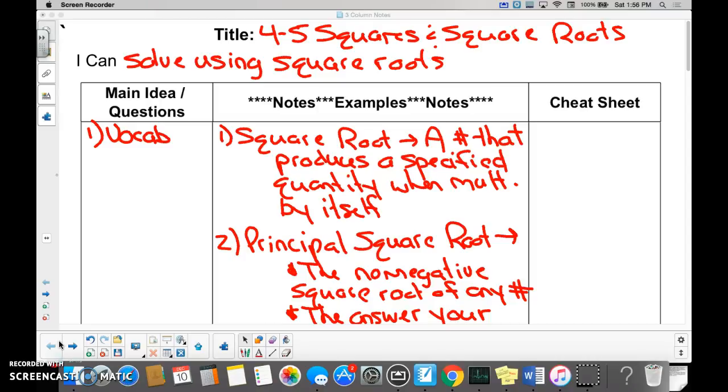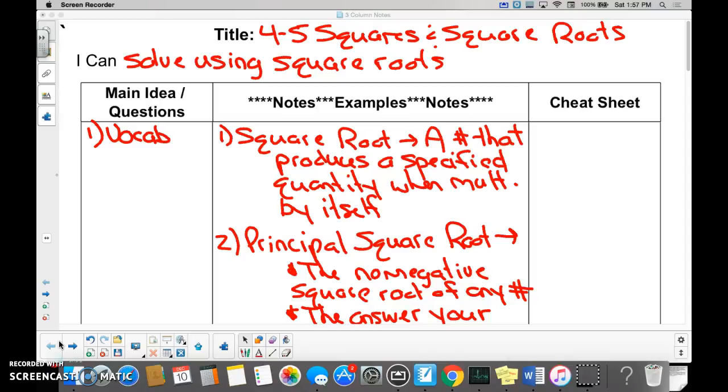Today, or the second part of today, you are watching Lesson 4, Chapter 4, Lesson 5, Squares and Square Roots. I can statement is I can solve using square roots. Once again, you will be writing your own cheat sheet ideas. We'll be going through those in class tomorrow. Main idea, vocab, square root.